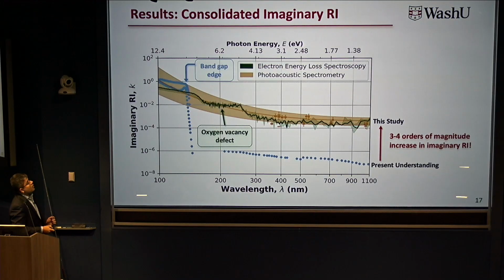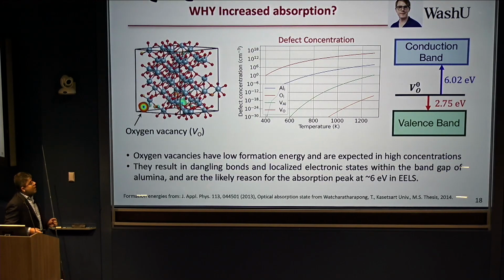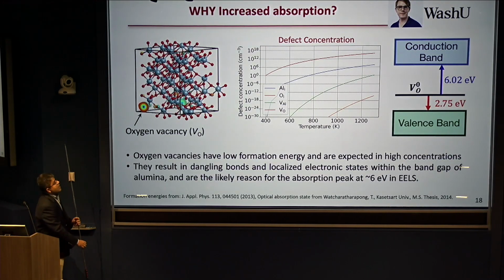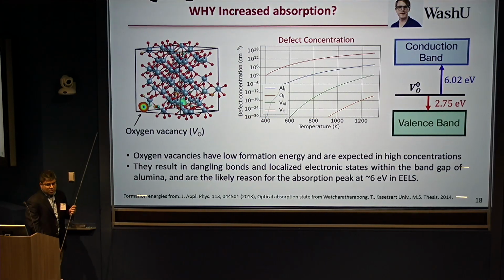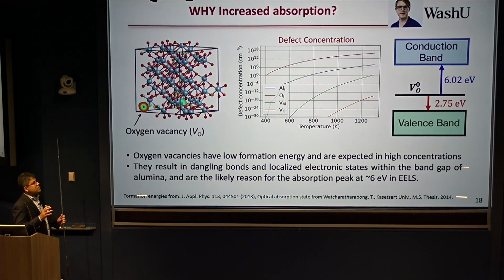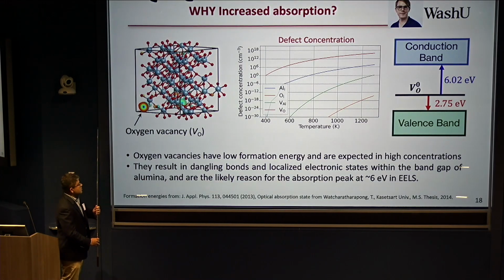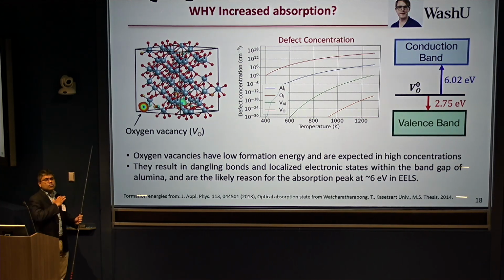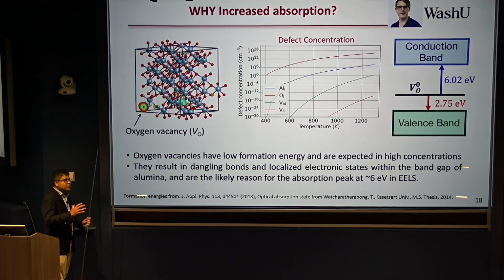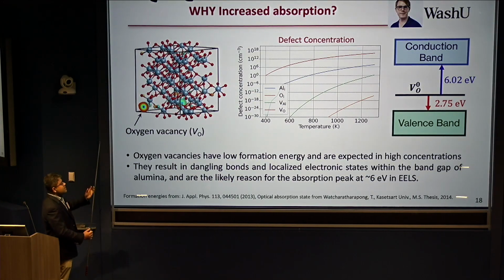So why increase in imaginary index? You have John Kevin actually doing DFT calculations, and what happens is that you cannot ignore oxygen vacancy defects in alumina. What this means is that they have very low formation energy and are expected in high concentrations in any material, even if you do the highest, most purified form of synthesis. And they result in dangling bonds.